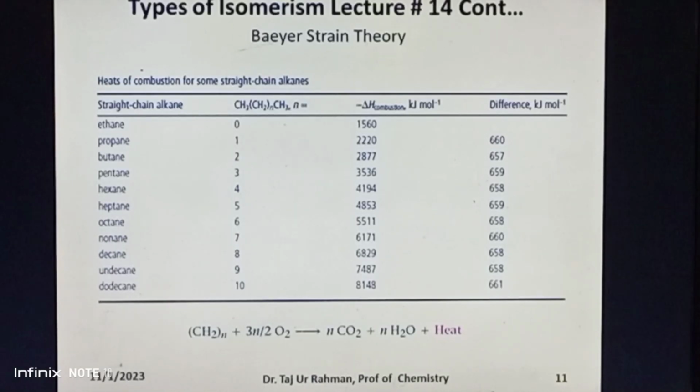Again, look at this table. This table shows the heat of combustion of straight chain alkanes. From this table, it is clear that the difference in heat of combustion between any two members of the series is very nearly constant at around minus 660 kilojoule per mole. Let's assume, as is reasonable, that there is no strain in straight chain alkanes, then each extra methylene group, CH2 group, contributes an average of 658 kilojoule per mole to the heat of combustion of the alkane.